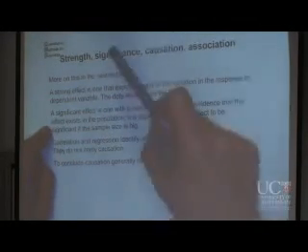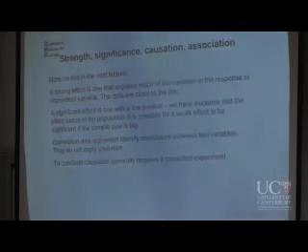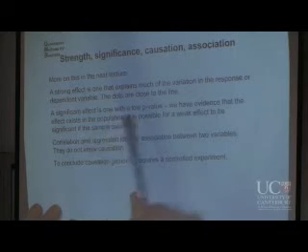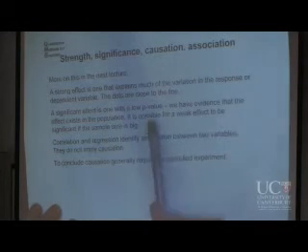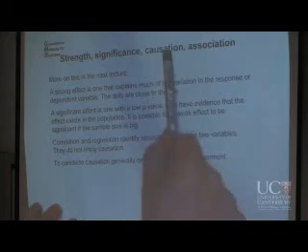Now the next word is significance, and one of the problems is that the word significance in everyday life means important and worthwhile. In statistics it does not mean important and worthwhile. It means that we have evidence that it exists in the population. It means that the p-value is less than the significance level. So a significant result is one with a low p-value. We have evidence that it exists in the population. Okay, so that's the next idea.